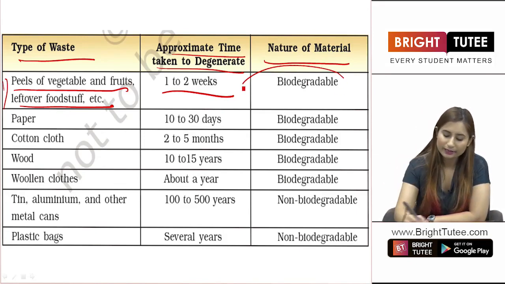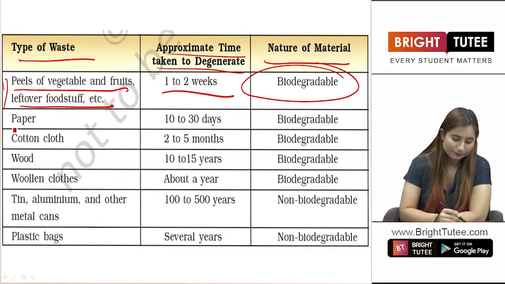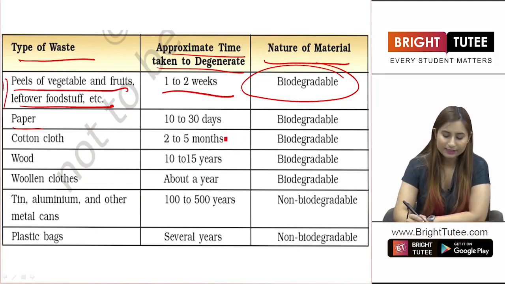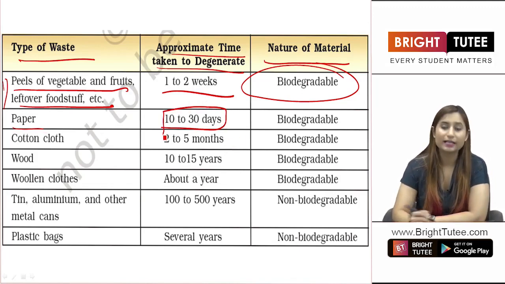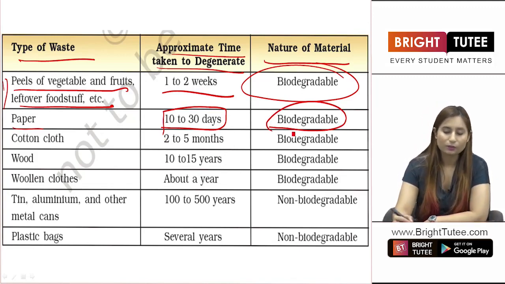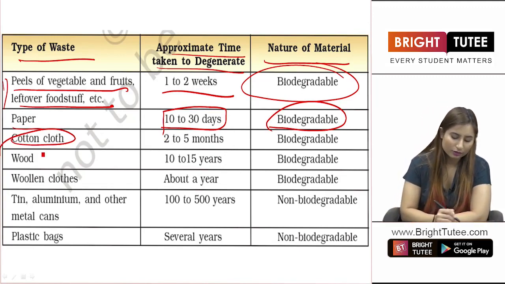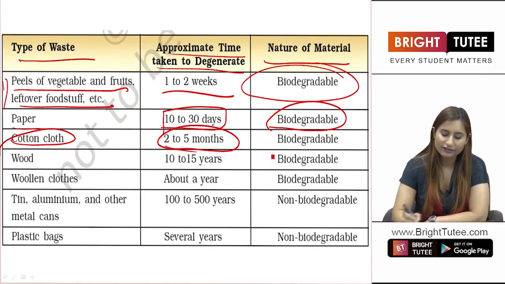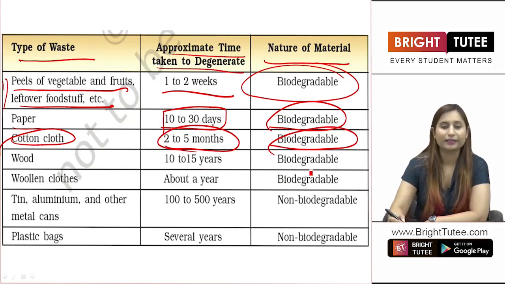So, they are biodegradable. Now, students, we have paper. Paper gets degenerated in 10 to 30 days. In 10 to 30 days, the paper will be degenerated. Hence, it is also biodegradable. Then cotton cloth. Cotton cloth takes 2 to 5 months. So, it is also biodegradable.